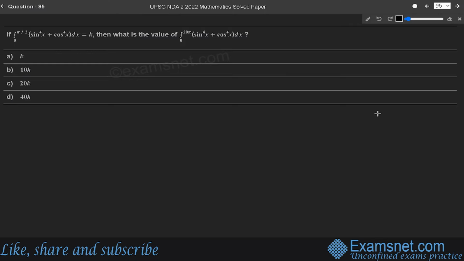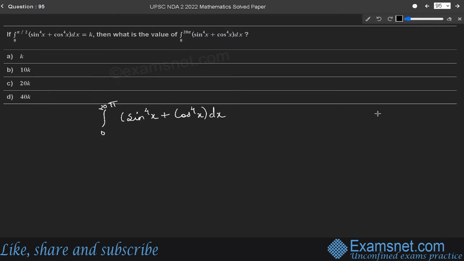Next question is, the integral from 0 to pi by 2 of (sin 4x plus cos 4x) dx is equal to k. Then what is the value of the integral from 0 to 20 pi of (sin 4x plus cos 4x) dx?